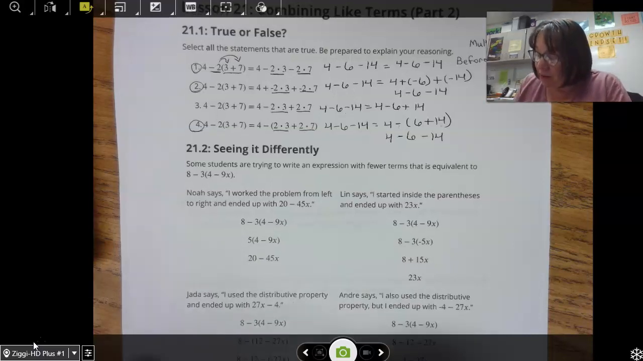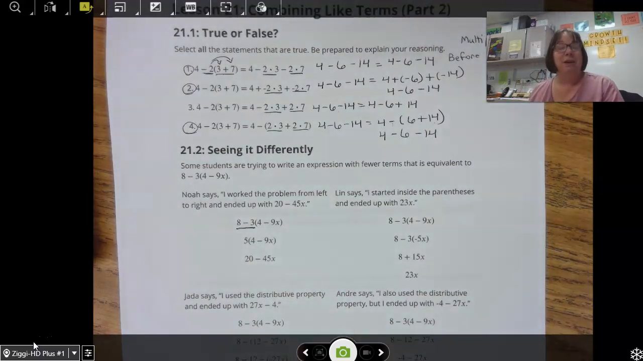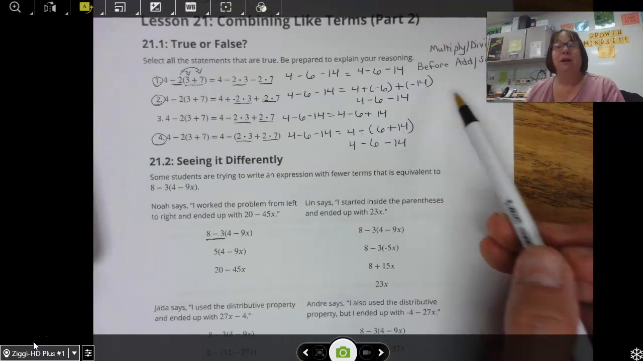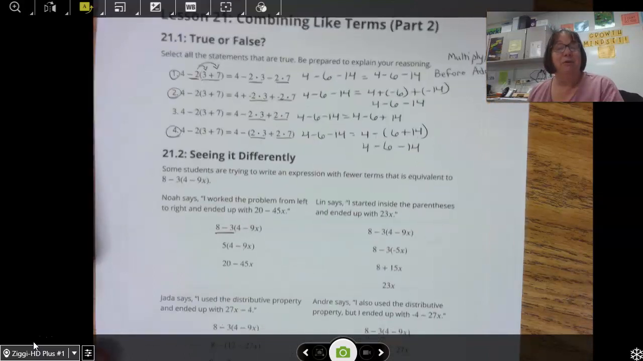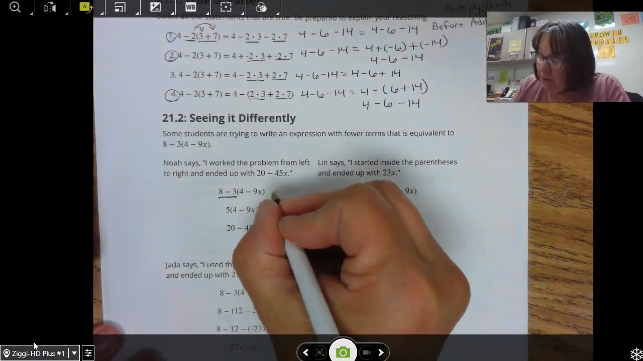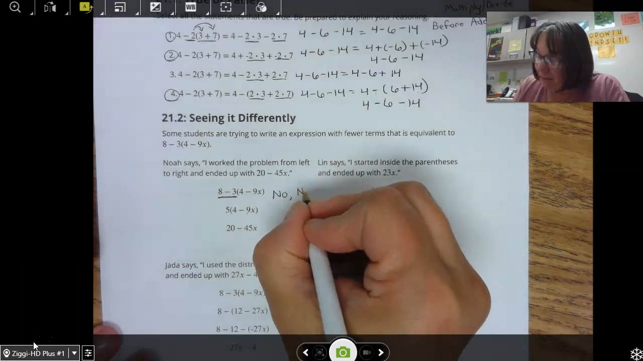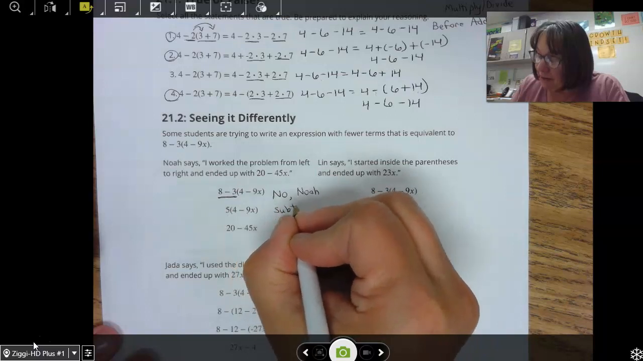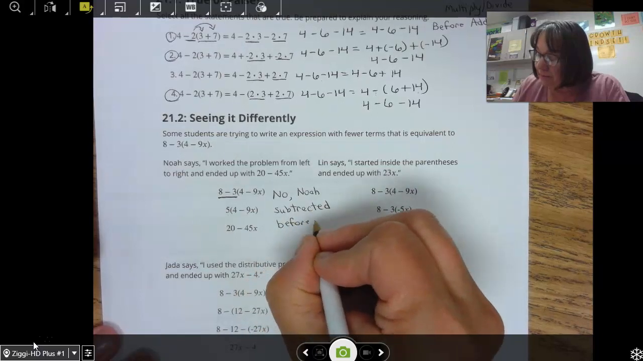Okay, hopefully you saw, it looks like Noah did this outside first. He subtracted 8 minus 3 and he got 5. And then he multiplied 5 times 4. So going back to that first note we took, you are going to multiply or divide before you add or subtract. So he was out of order. So no, this one does not work. Noah subtracted before multiplication.